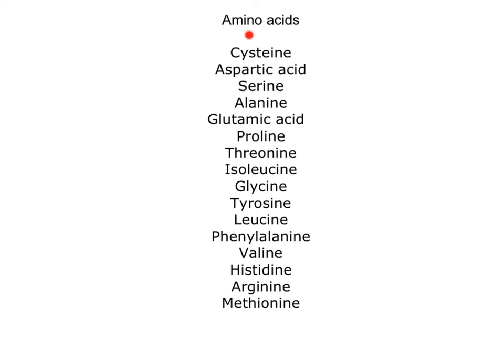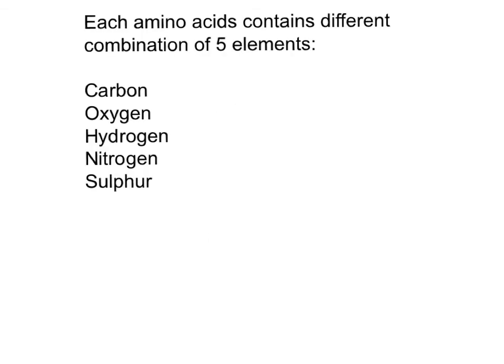This is a list of the 16 amino acids which are found within the polypeptide chains, with cysteine being the most predominant amino acid within the chain. Each amino acid contains a different combination of the 5 elements. The 5 elements within the amino acids are carbon, oxygen, hydrogen, nitrogen and sulfur, with carbon being the most predominant and sulfur being the least predominant.